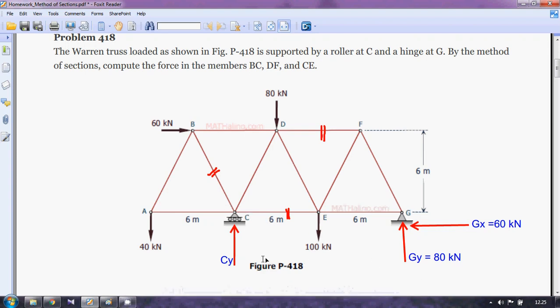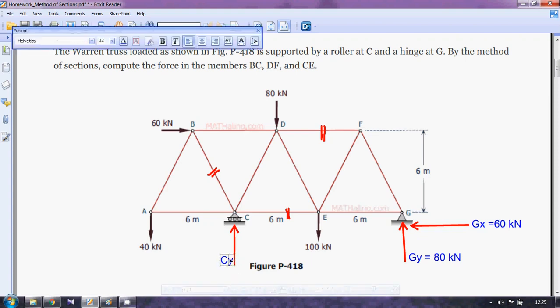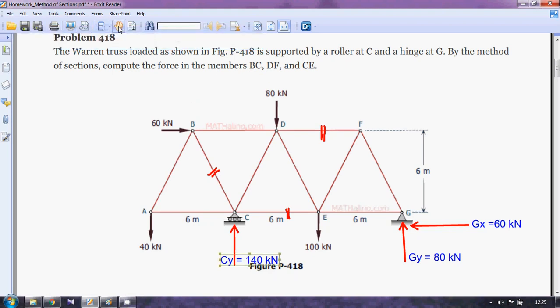So what will be the value of Cy? The value of Cy will be very easy. How much? 140. Correct? Because you have 80 kilonewton downward, and you have gotten a reaction of Gy 80 kilonewton upward, so it balances. So how many downward forces do you have? 140. So Cy must be 140 to balance the structure. Good.